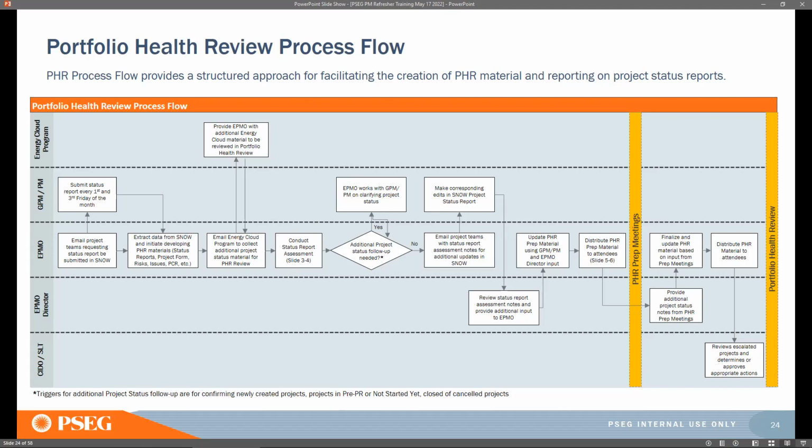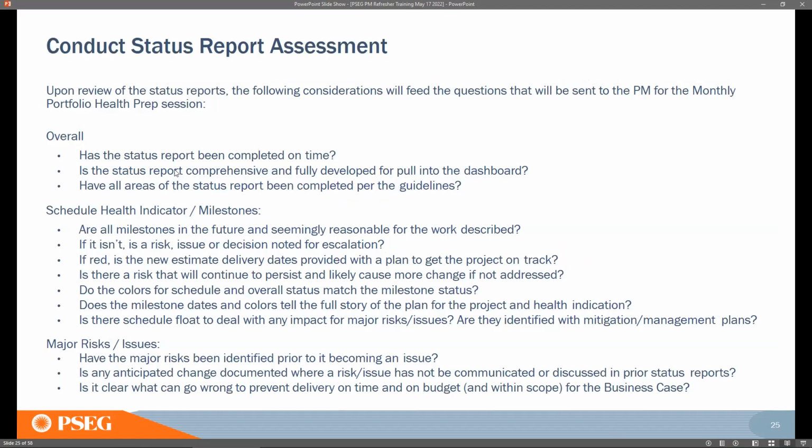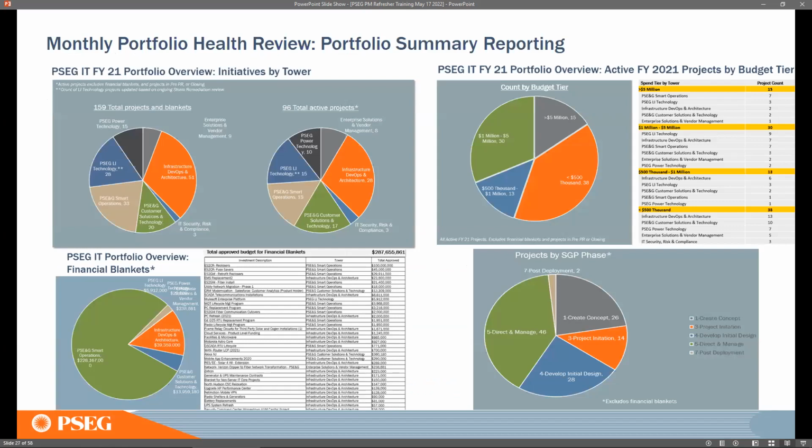According to these notes, we follow all these steps and finally create the decks. This is just an overview of the final deck: it gives the portfolio summary, how many projects there are, what the budget is, and everything. We will be sending out the final PHR deck to you, because the upcoming PHR is on May 19th. You will be receiving the email with the final deck today or maybe tomorrow morning.